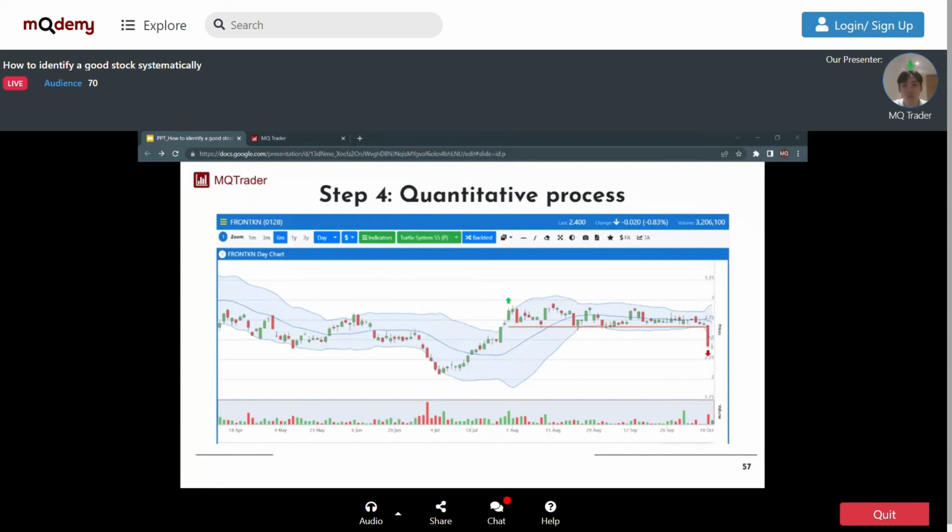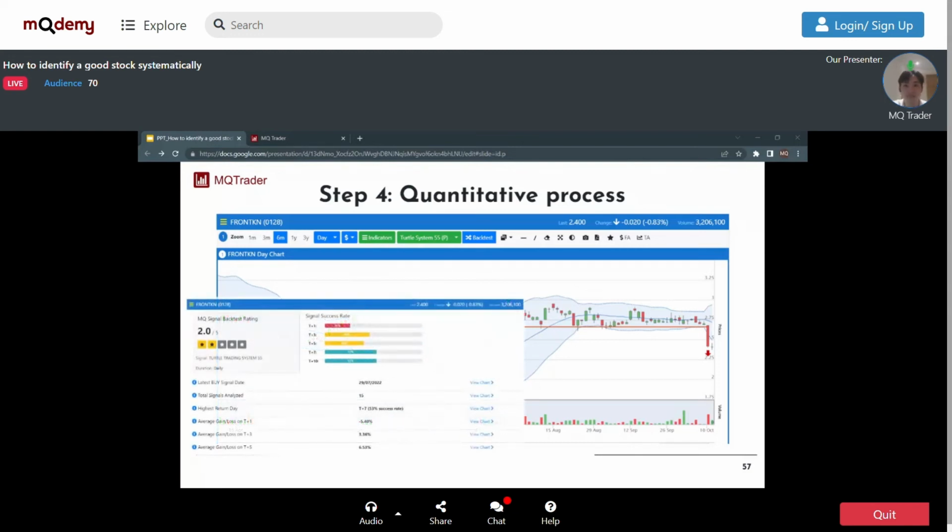Okay, now for our last step, the quantitative process. Once again, we will use Turtle System 20 to try to identify a buy-in timing. The last buying signal was on 29th of July 2022, and the tested rating was only 2.0. This is below 3.0, which means that normally we will not enter or follow this buy signal. But since we are doing a case study for tonight, we will still show you what will happen if you enter following this lower rating signal.